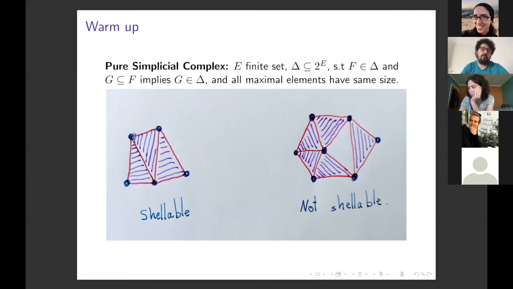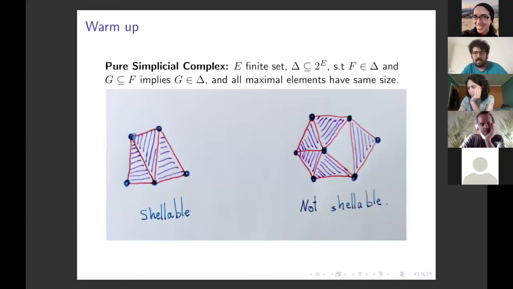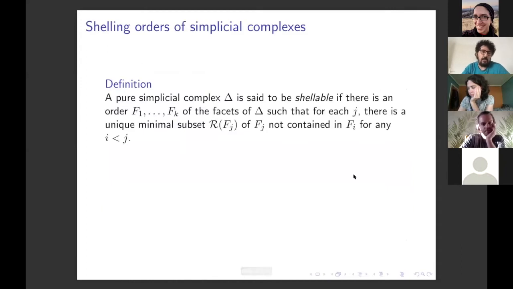Now that you more or less have an idea of what I want to do, which is construct these simplicial complexes by adding one triangle at a time, or a simplex at a time, let me give you the definition.